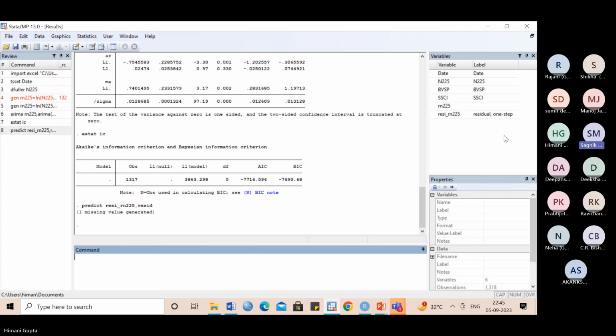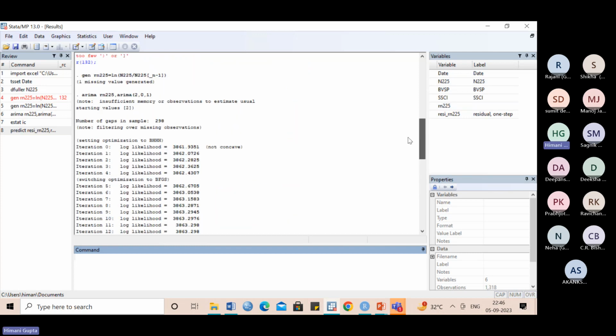Ma'am, is there any command like auto arima or something like that? No, in Stata it's not there. Ma'am, it's there in R, then how can we predict on the data whether this model will be fit or not? No, for that, many observations are there. It's what you can do.